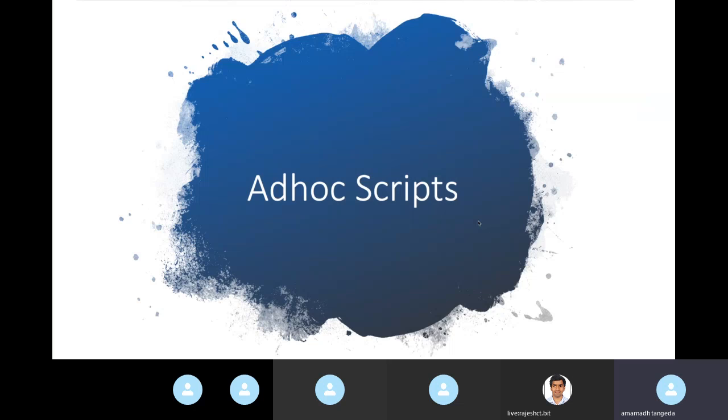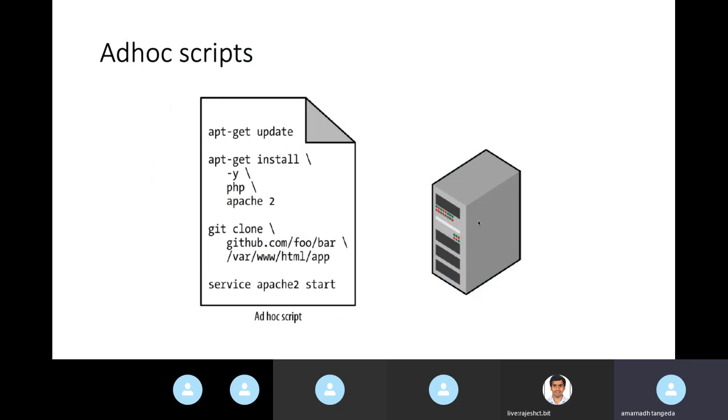The first one is ad hoc script. What is an ad hoc script? Being a sysadmin, or a Unix administrator, or Windows administrator, or network administrator, whatever you call it, when you get a requirement to do some particular task, we write a shell script, or a Python script, or a Ruby script, or a PowerShell script. Those scripts, we call them ad hoc scripts because they solve a specific purpose at the time.